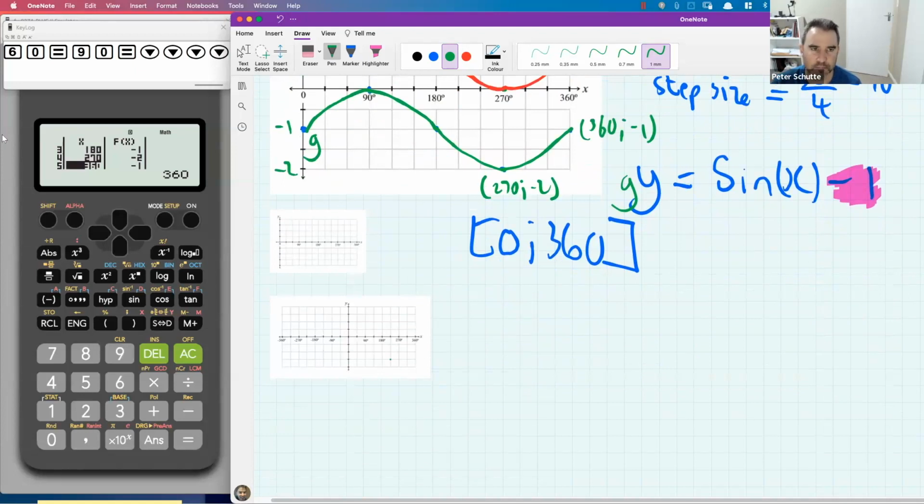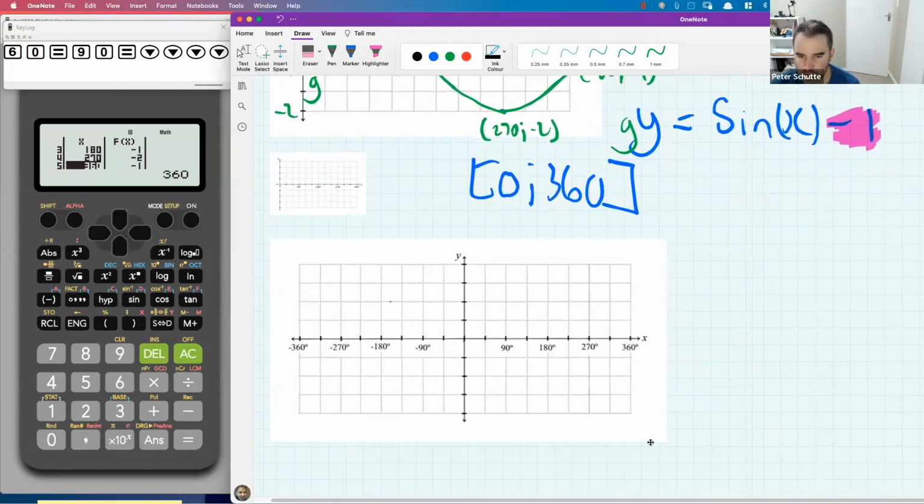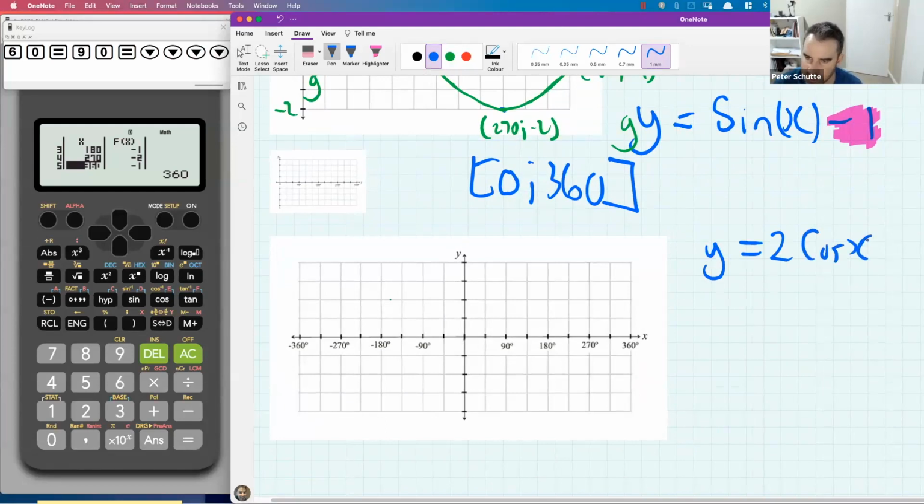So now let's play on a bigger canvas. So what I'm going to do now is I'm going to enlarge it so I have, basically, 720 degrees of runway. And I want you to draw for me the graph of y equals 2 cos x. And I want you to do it for me on the domain minus 360 to plus 360.